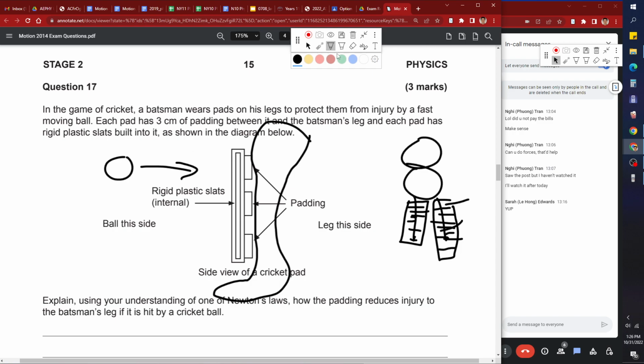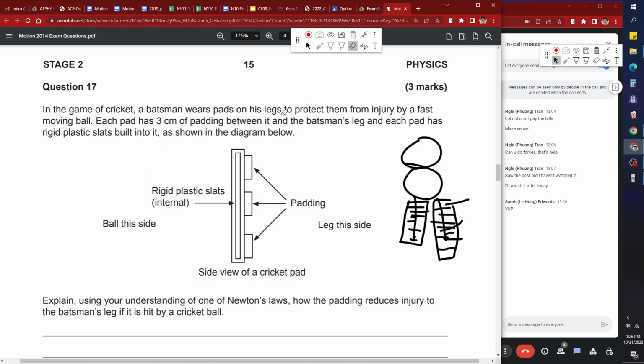Okay, let's see what this question says. So batsman wears pads on his legs to protect him from injury by a fast-moving ball. Each pad has 3 centimeters of padding between it and the batsman's leg. And each pad has rigid plastic slats built inside. Okay. Using your understanding of one of Newton's laws, explain how the padding reduces injury to the batsman's leg if it is hit by a cricket ball. Wow. Okay.